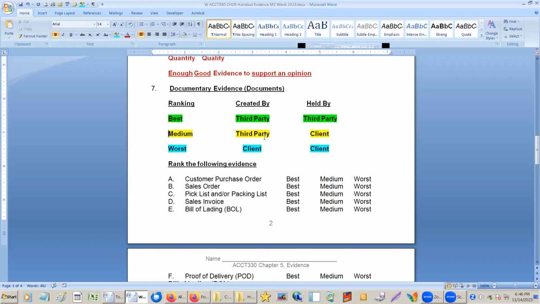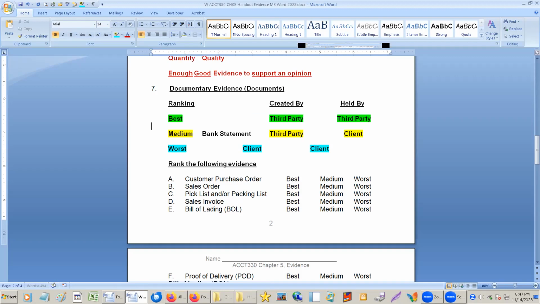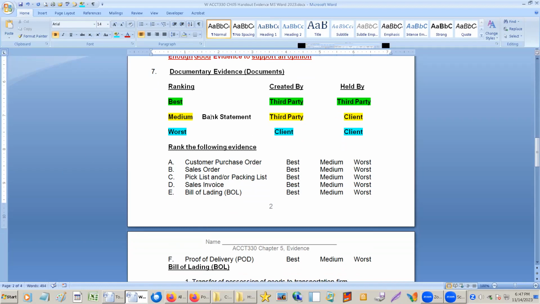Okay, let me give you a medium one and talk about it a little bit. Let's say that we have a bank statement that the client has. Every month, at the end of the month, the client gets a bank statement. So let's say this is IBM. IBM gets their bank statement. Now, as an auditor, you can look at the bank statement, and it's made by a third party. It's held by the client, right? The bank statement went to the client.